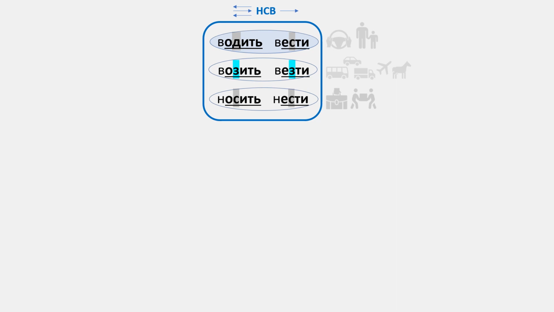Вести is unidirectional. Where are you taking me? Куда ты ведешь меня? Are you driving now? Ты ведешь машину сейчас? Now, сейчас, indicates that these questions are about an ongoing movement in one direction. Movement that is in progress at the moment of asking. So, ты водишь каждый день? Ты ведешь сейчас?